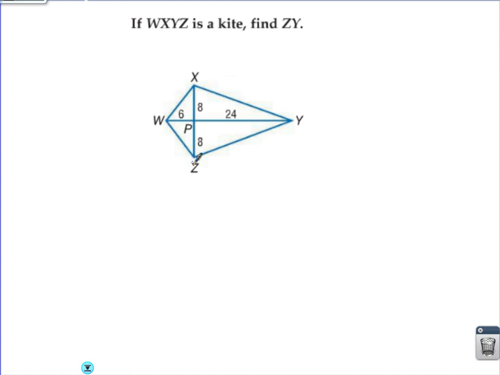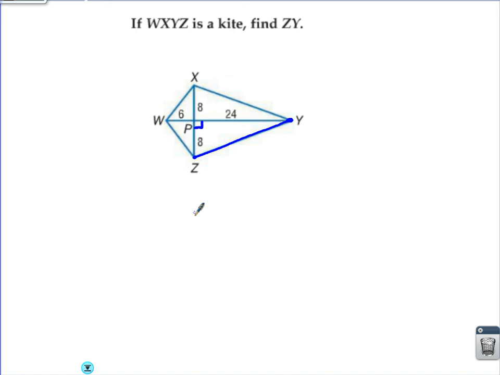Okay? If WXYZ is a kite, find ZY. Now, how in the world are we going to do that? We're looking for the distance from Z to Y. Any ideas? Look back in your notes that we just wrote down. Matt, in a kite, the diagonals are what? Perpendicular. So this is a right angle, right? Everybody knows perpendicular lines intersect to form four right angles. So how in the world are we going to find the distance from Z to Y?